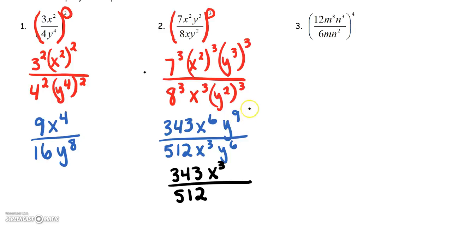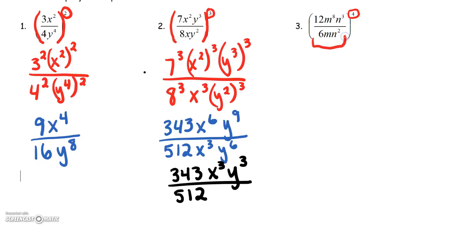The same thing's true about the y's. They have the same base, and so when we're dividing them, we subtract the exponents. 9 minus 6 gives us y to the 3rd. That's our answer for number 2. Now I mentioned a bit ago there's two approaches. We can handle the exponent on the outside first, or we can simplify the inside and then handle the exponent. For number 3, we'll take that second approach. We're going to simplify the inside first, and then we'll handle this exponent of 4 in just a bit.